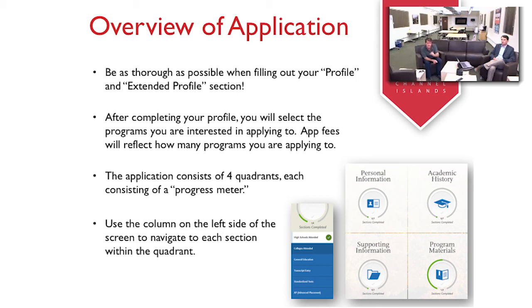You can click on each of those. You don't have to do them in any specific order. You'll also navigate the application using that left-hand navigation that you see there on the screen. So when you're in each of those quadrants, you'll be able to click through the different tabs to complete your application. And as you complete each of those tabs, as it's listed, the high school attended, once you update each of those tabs, you'll get a little green check mark. That'll tell you that that tab is completed, and the progress meter will show that progress. So this is a little bit of an overview of the application.